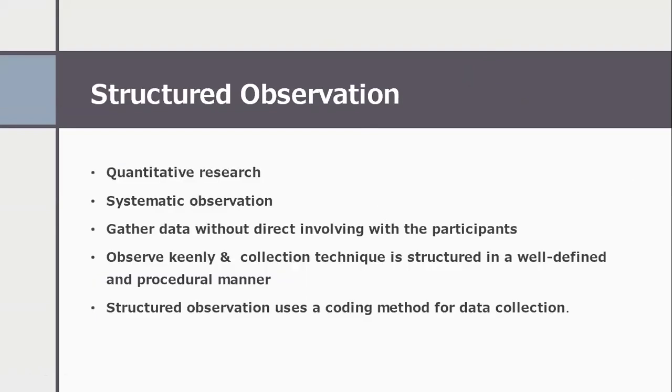The second type of observation we have is the structured observation. A structured observation is a qualitative research and it is systematic observation. Gather data without direct involvement with the participant, observer keenly and collect technique is structured in a well-defined and procedural manner. The structured observation uses a coding method for data collection.